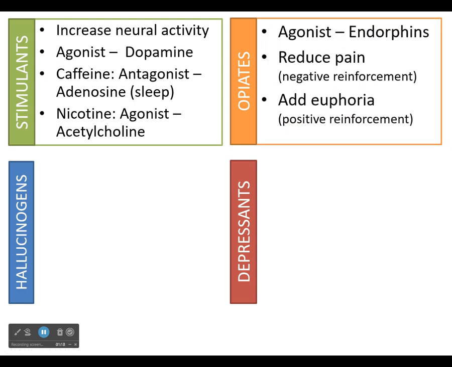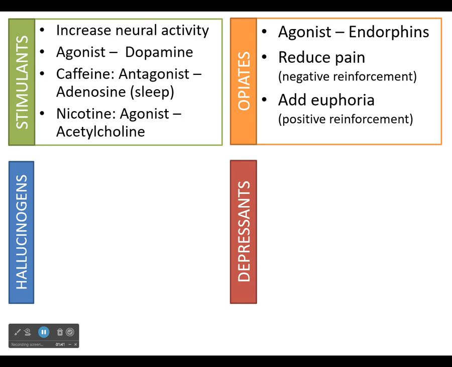Opioids, in general, act as agonists of endorphins. This means opioids tend to have two common effects. They both reduce pain and add euphoria. When we talk about operant conditioning in the future, we'll begin to understand why opioids are so addictive.